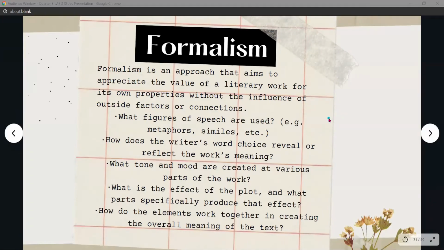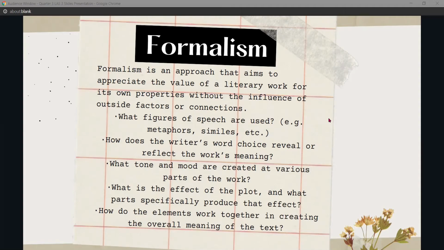Formalism is an approach that aims to appreciate the value of a literary work for its own properties without the influence of outside factors or connection. When we talk about formalism, it's all about the formal elements. And formal elements are the elements of fiction. Now let's dig into the guide questions for this literary approach.